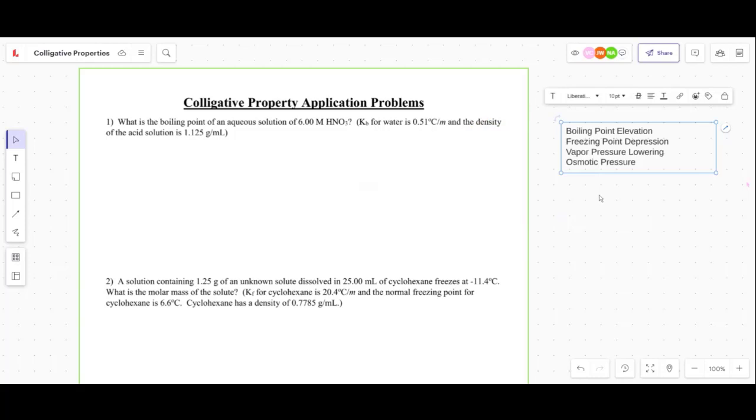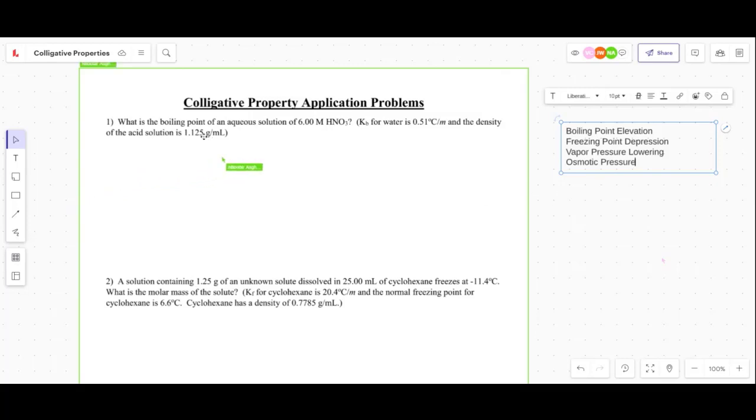Now here's the thing. Colligative refers to a collection. It's the collection of particles that has the effect, but not the identity of the particles themselves. So it doesn't matter how many or what different types of particles you have, the colligative properties are going to be affected in the exact same way, regardless of what's being added to a solution. These are properties that are affected only by the number of particles in solution, not what the particles are.